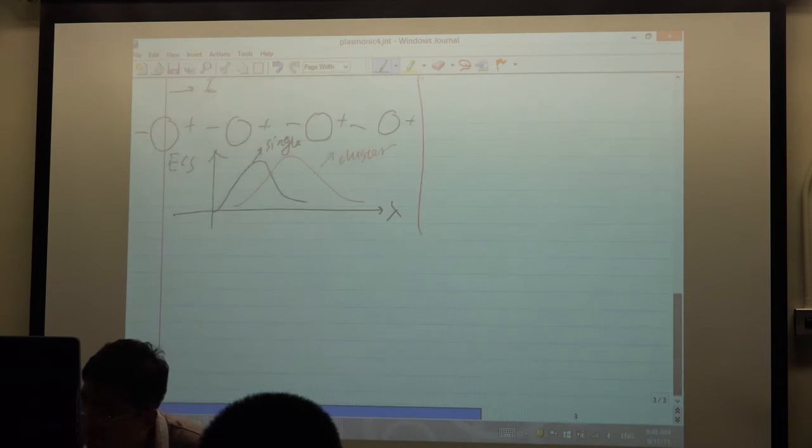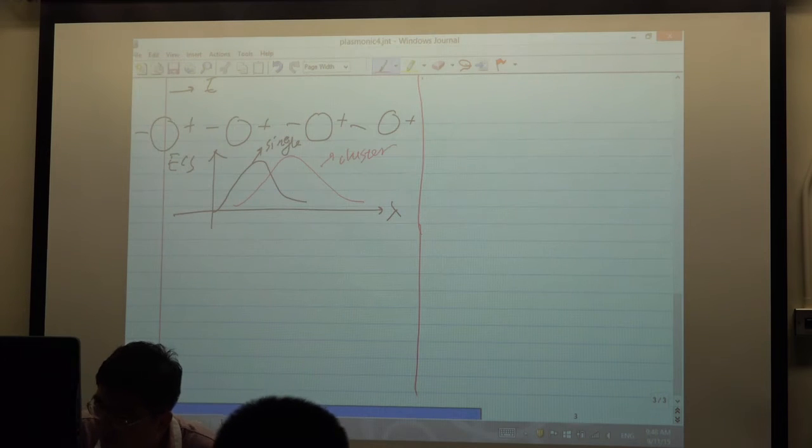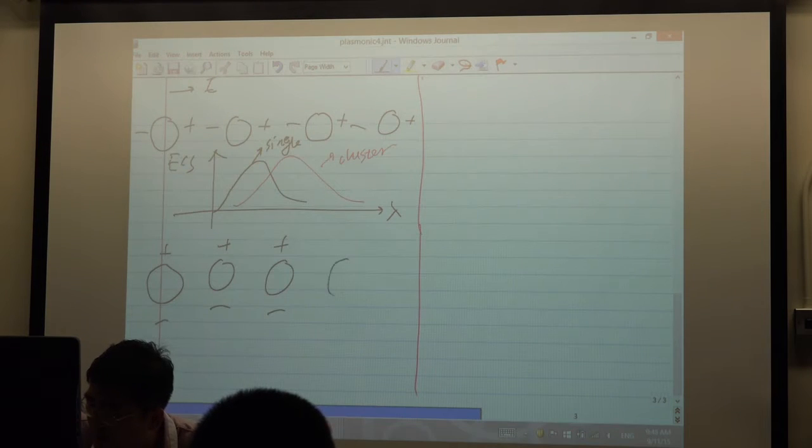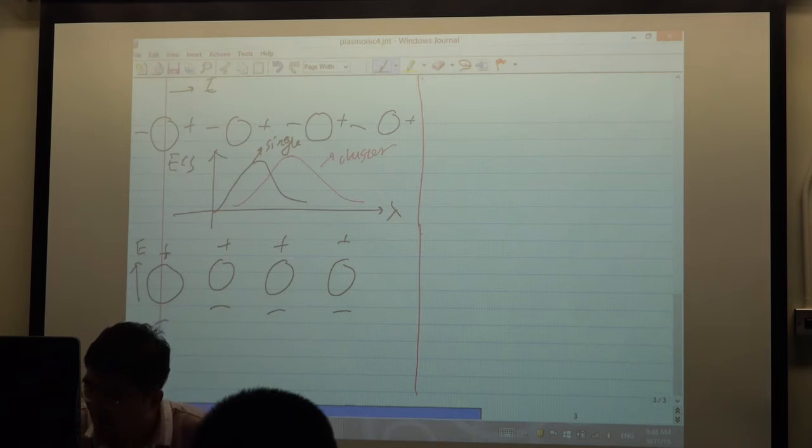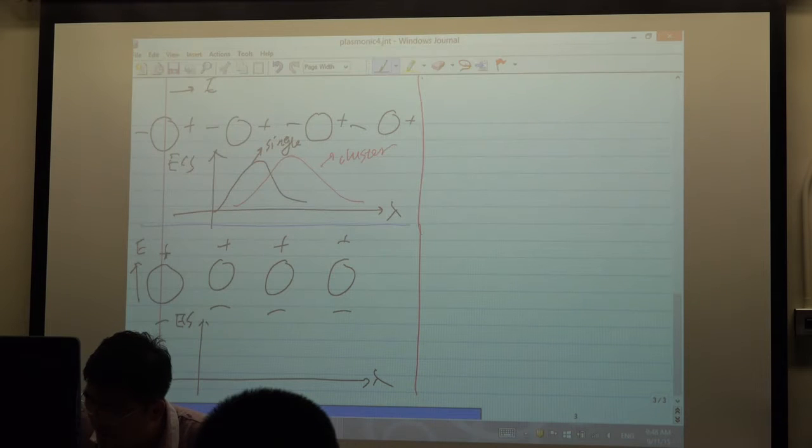This is interesting, called a red shape. Another, if you add E field along here. Okay, if you look along here, they have a repulsive Coulombic force. So, it's lambda, extinction cross section, this single sphere, they will blue shape, but smaller than the red shape.